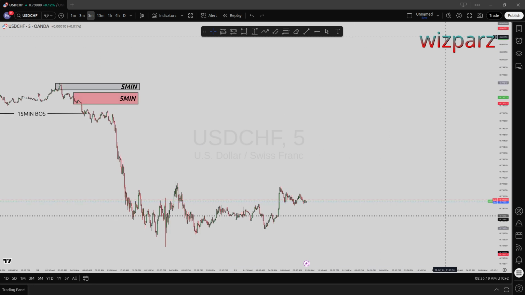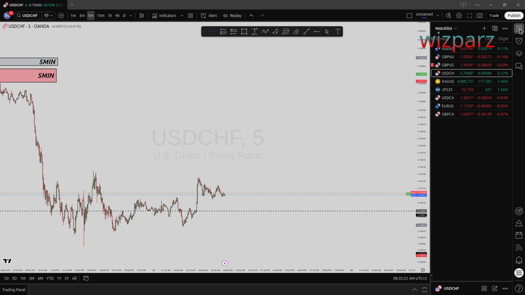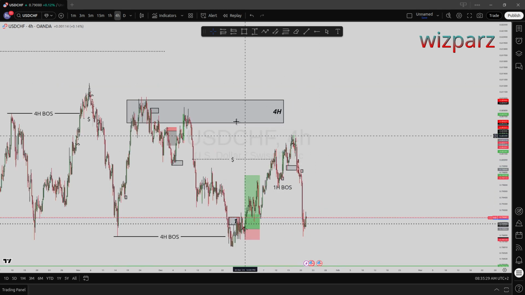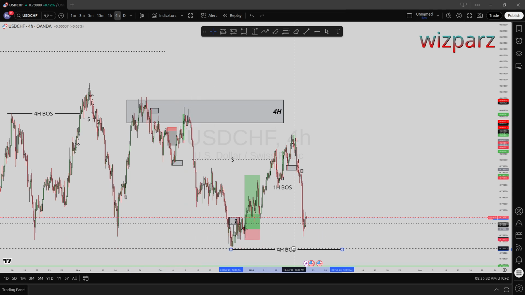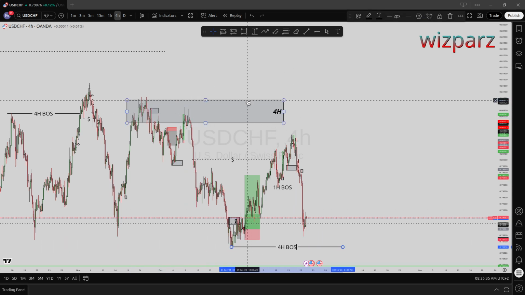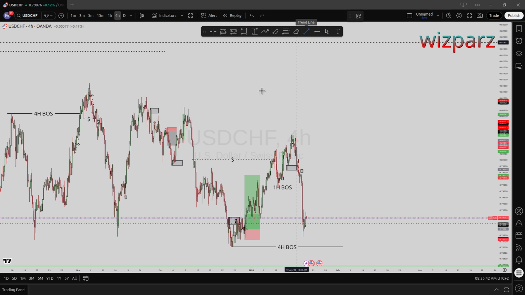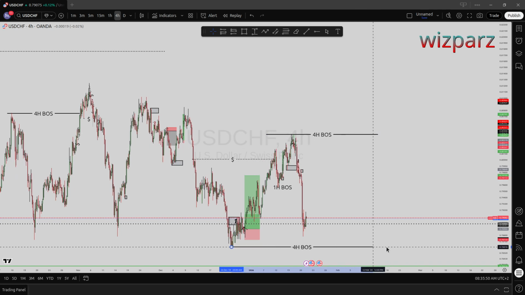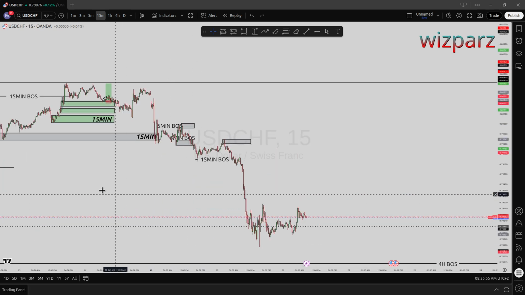On USDCHF, if we go to the 4-hour perspective, we can see that price is now in a 4 hour consolidation. This is the 4 hour range, and we don't trade the range, we wait for a breakout.